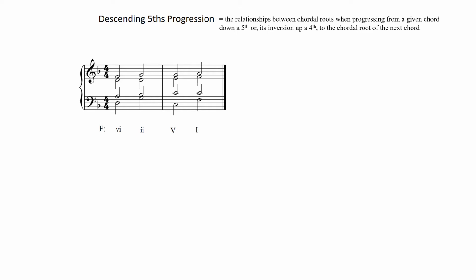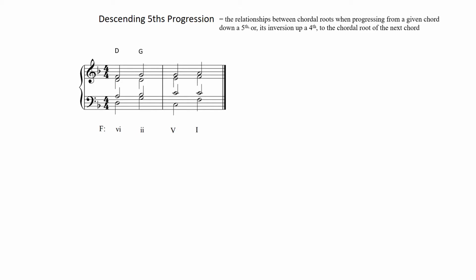Descending fifths refers to the relationship between chordal roots when progressing from a given chord down a fifth, or its inversion up a fourth, to the chordal root of the next chord. For example, the chordal root of the submediant chord, the 6 chord, is D, which is a perfect fifth above or a perfect fourth below the next chord, the 2 or supertonic chord, which has a chordal root of G. The descending fifth refers to the chordal root motion from D down to G, a fifth.